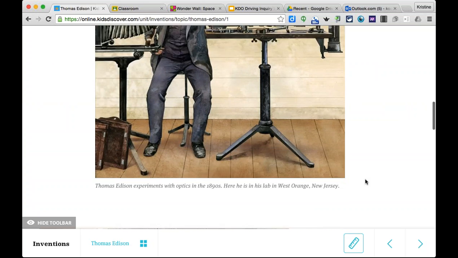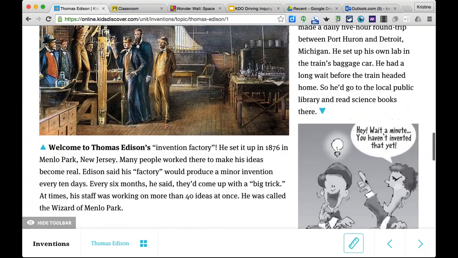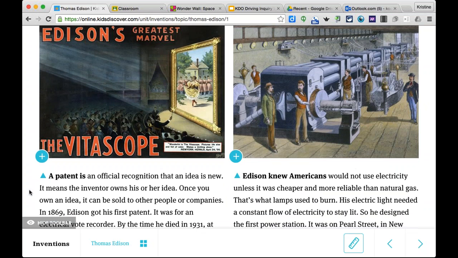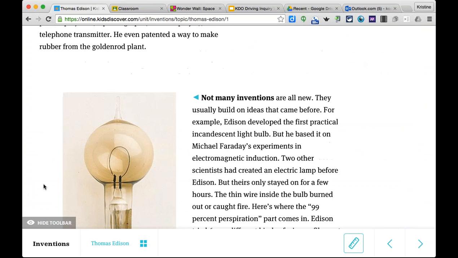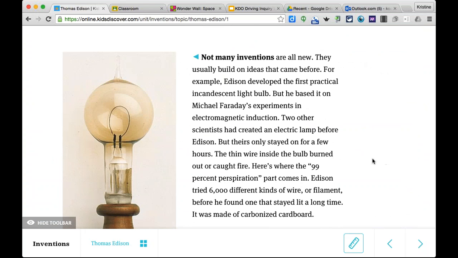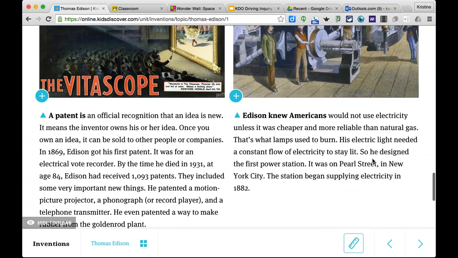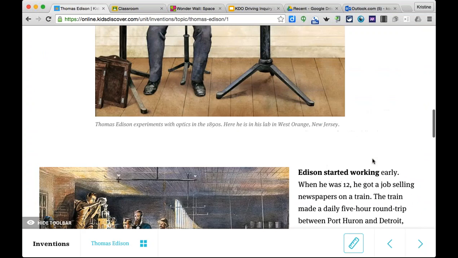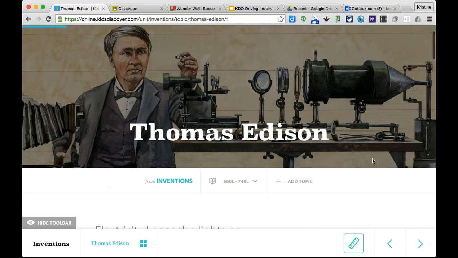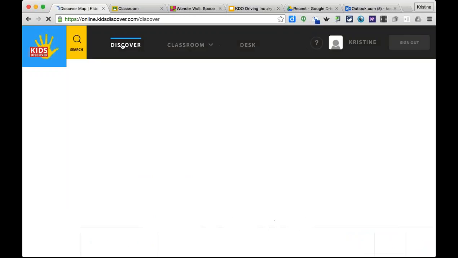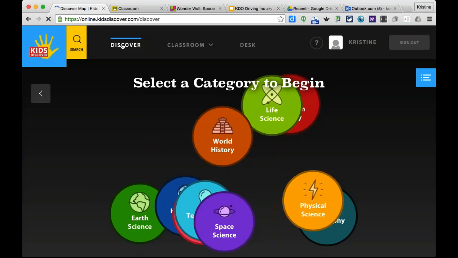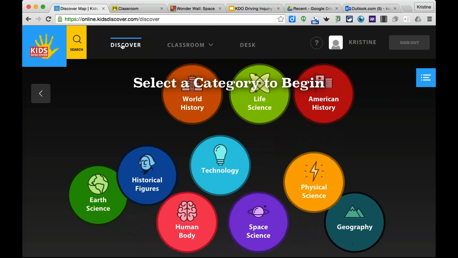And you can see as I continue to scroll, there's going to be lots of ways that I can take in this content. Some of the topics include animations, maps, interactives, and so you can see that the students can really engage in the content here. Well, let's say I'm finished with this topic and I want to go back to the Discover map. So I'm just going to scroll back to the top of the page and click on Discover again. And this will take me back to the main menu of categories.